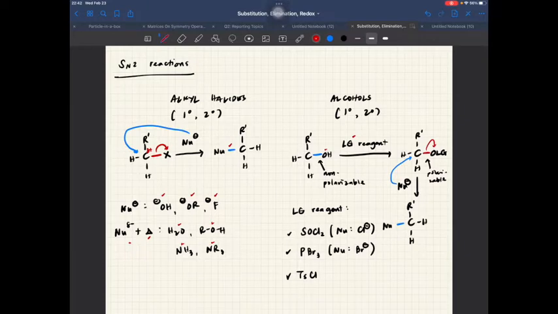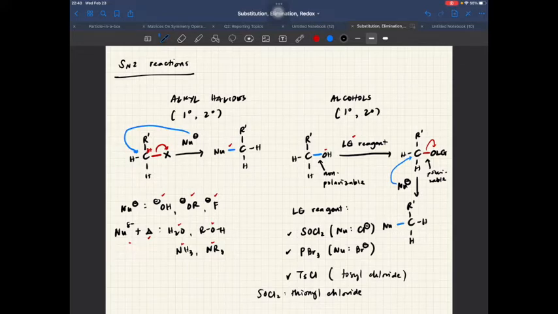The LG reagents for these Sn2 reactions for alcohols are the following. So we have SOCl2. SOCl2 is called thionyl chloride. We have phosphorus tribromide, PBr3. And finally, we have TsCl or tosyl chloride. For SOCl2 and PBr3, these reagents have built-in nucleophiles already. So for SOCl2, the built-in nucleophile is already the chloride ion.